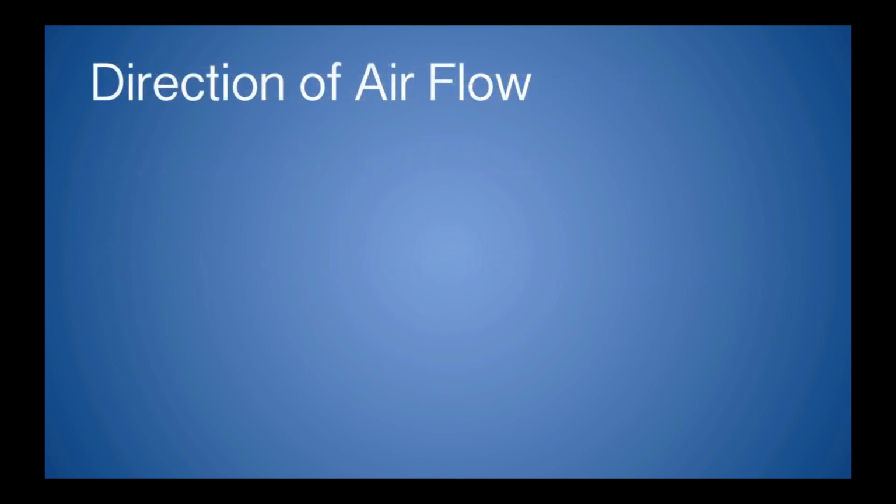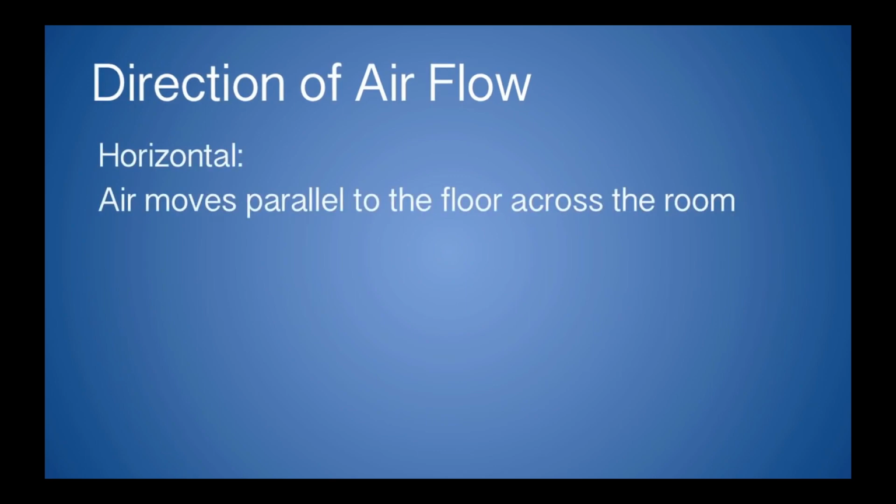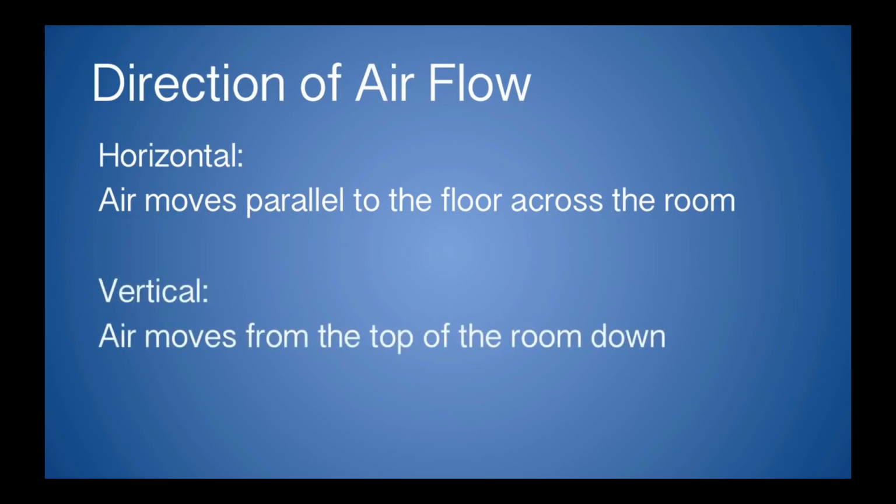Clean rooms can also be classified by the direction of the airflow. Some clean rooms have horizontal laminar flow, in which the flow of filtered air enters at one wall and exits through an opposite wall. Vertical flow clean rooms provide filtered air from the ceiling, and the air flows downwards towards the floor.